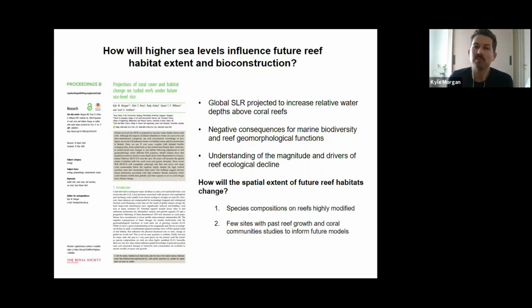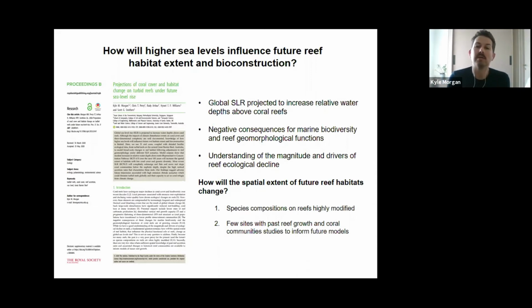So a big question that still remains is how will higher sea levels influence both future habitat extent as well as the reef bioconstruction, so how reefs grow and develop and their morphology changes through time. So we know now that global sea level rise is projected to increase water depths above reefs. It's just really a matter of by how much. And of course, we can see negative consequences for both the marine biodiversity and habitats in these systems, but also for a lot of the geomorphological functions that reefs provide. So when we talk about wave protection and reef habitat and structure in these kind of coastal settings.